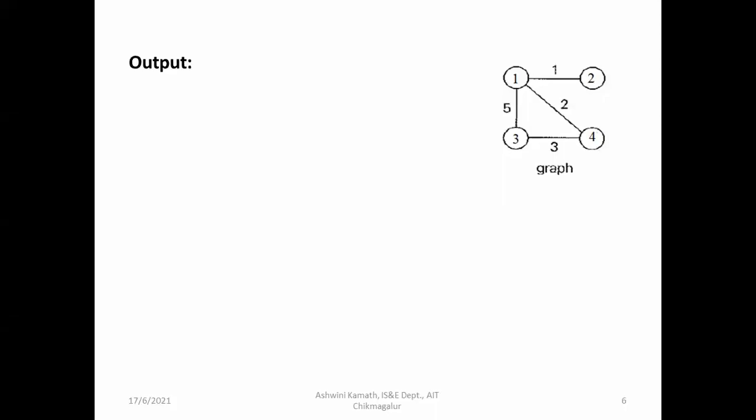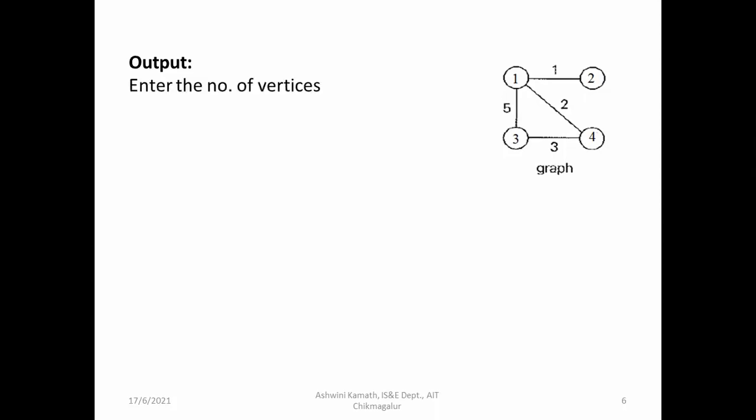So consider this graph, which we have also discussed in the last class. Instead of A, B, C, D, I have considered 1, 2, 3, 4 for the lab program. 1 to 2 it is 1, 1 to 3 it is 5, 1 to 4 it is 2, then 3 to 4 it is 3.